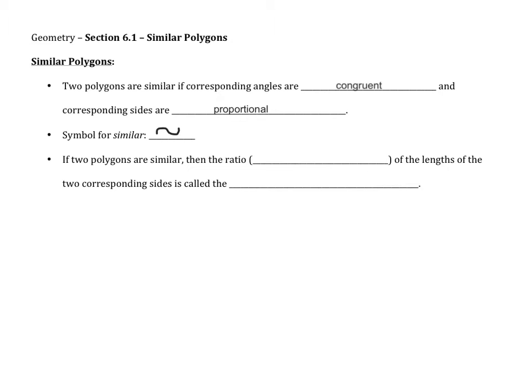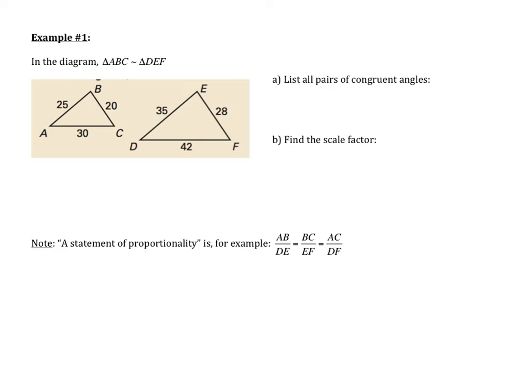And if two polygons are similar, then the ratio, which we're going to write as a fraction, because as you may remember, there are three different ways to write a ratio, and one of them is as a fraction. So again, if two polygons are similar, then the ratio as a fraction of the lengths of two corresponding sides is called the scale factor. And you find that scale factor by finding the ratio of the lengths of two corresponding sides of similar polygons. Let's look at our first example, number 1.